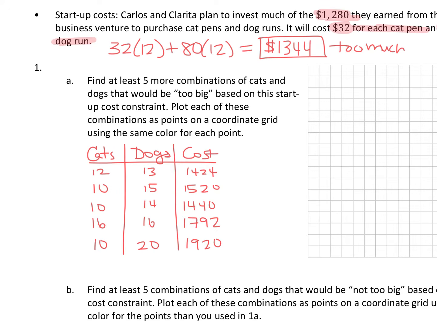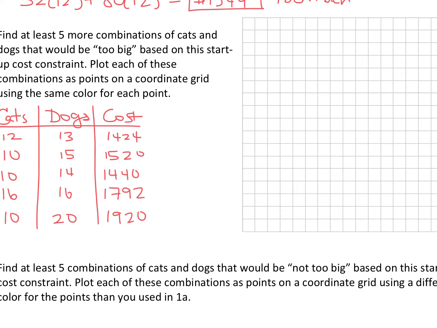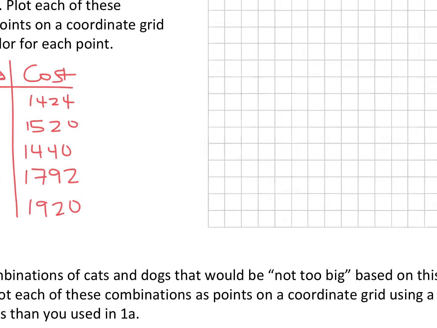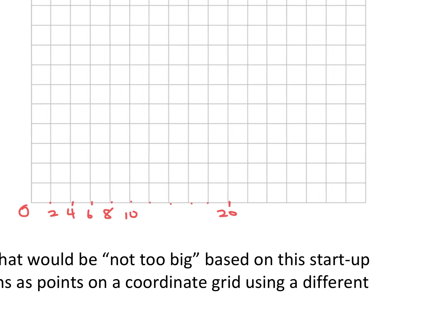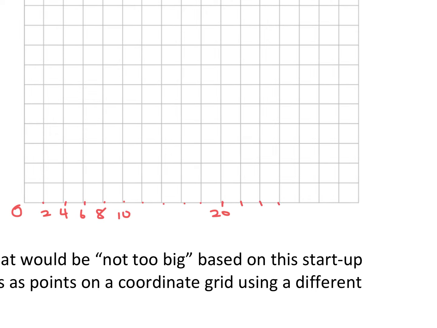Let's go ahead and graph them. So it looks like I have 0, and I think a good scale here is going by 2s. So let's say 2, 4, 6, 8, 10. I think that'll be a good scale for us. And then 2, 4, 6, 8, 20. 2, 4, 6, 8, 30. And we'll do the same thing.